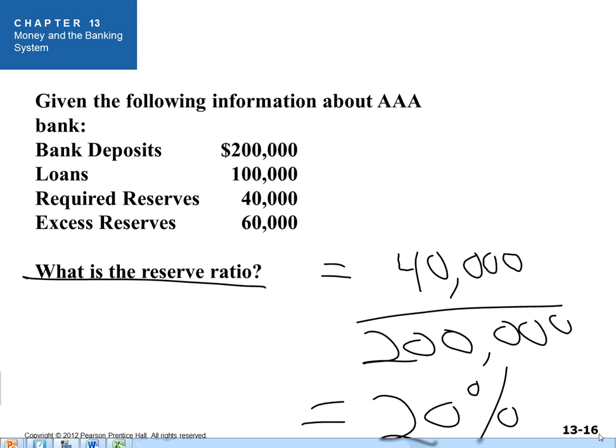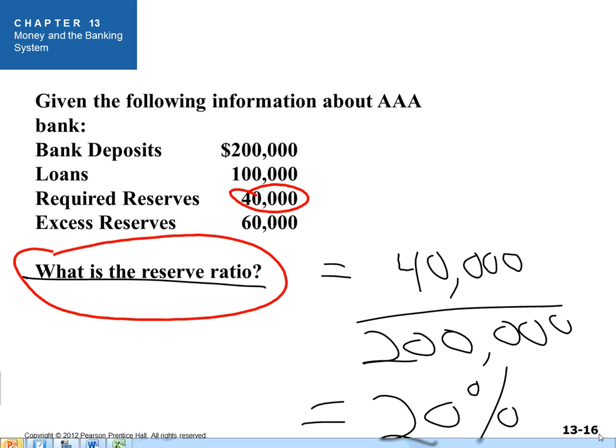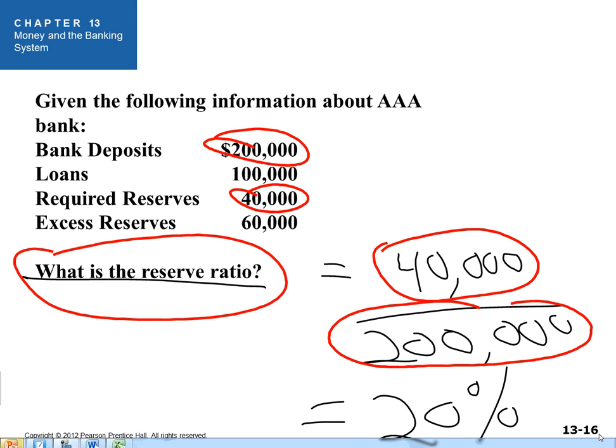Now let's do some examples of questions you might see. Here's one where we're supposed to find out what the reserve ratio is. All you'd have to do is find out what the required reserves are, and then find out total deposits. And whatever required reserves are, divided by the total deposits, would have to be the ratio. This is required reserves divided by total deposits, which is 20%. So I know the required reserve ratio would have to be 20%.